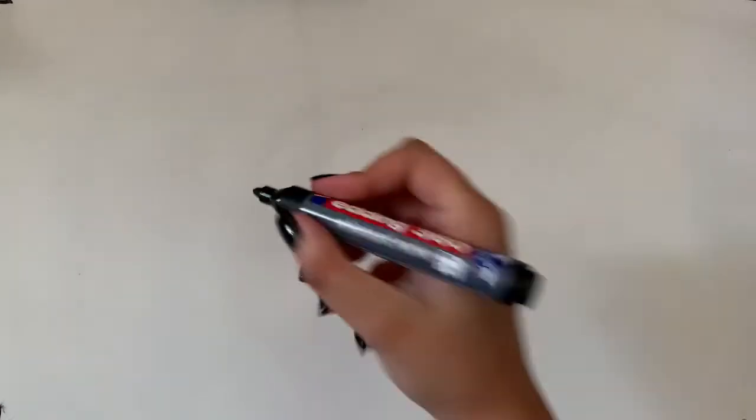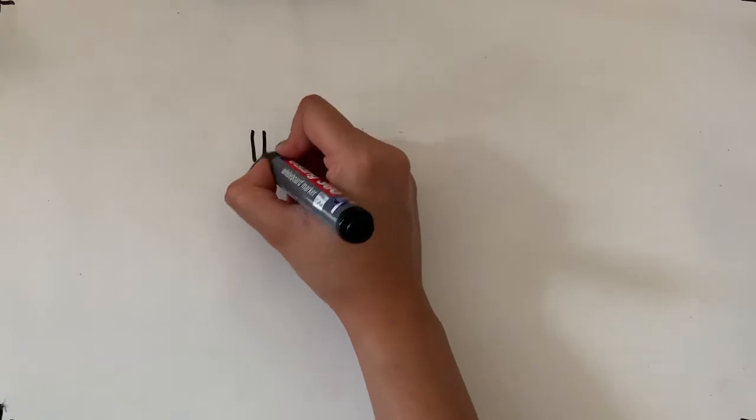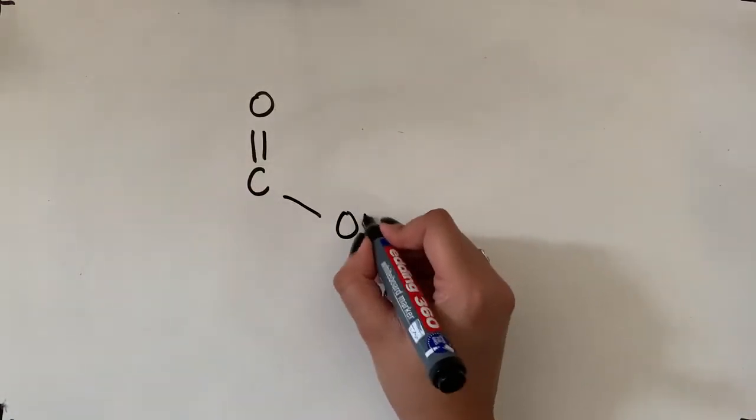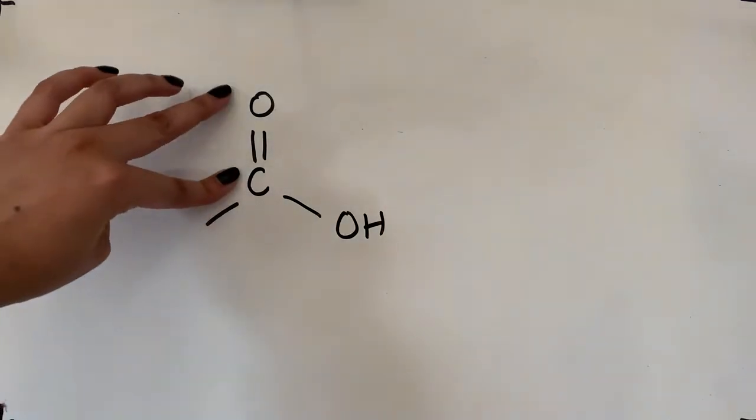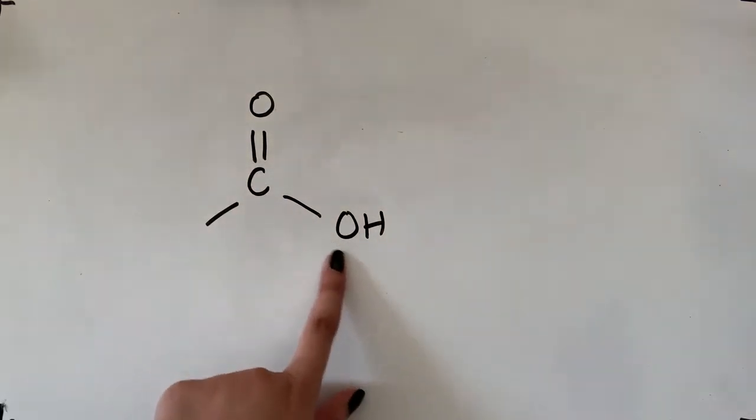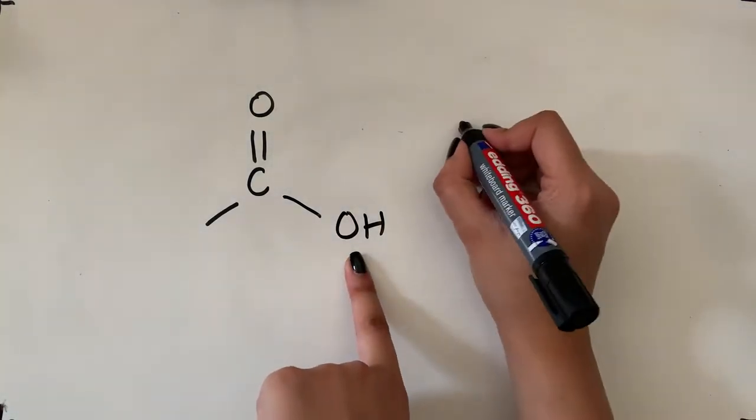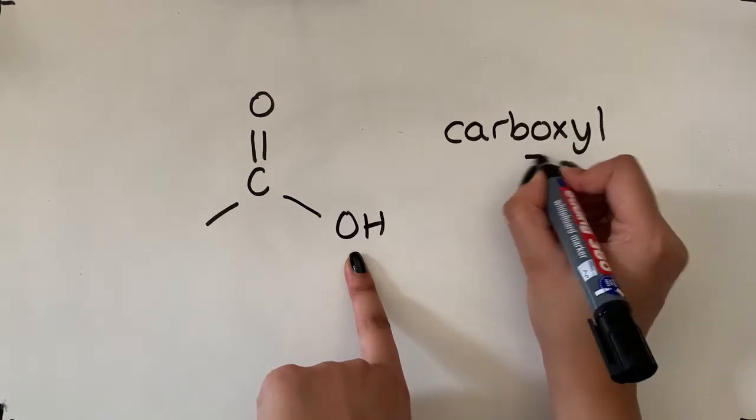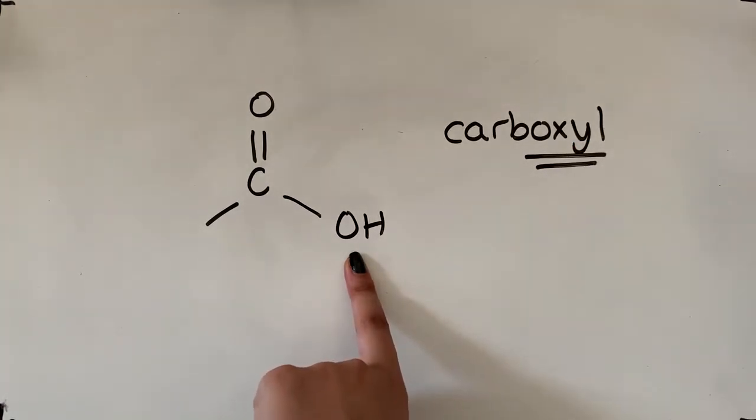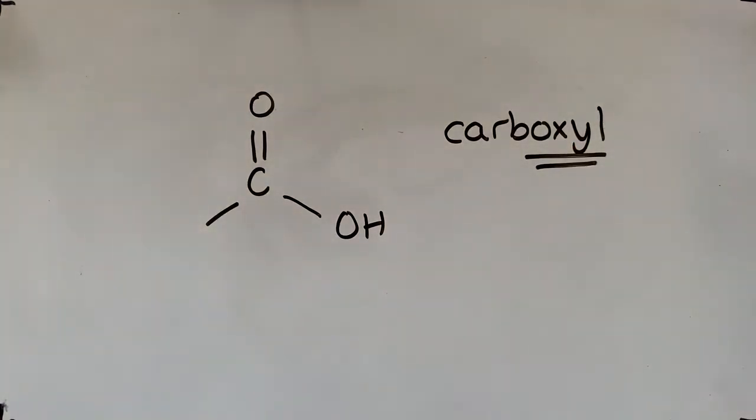That functional group looks like this, like so. Okay, this functional group here, we've got a carbon double bonded to an oxygen, and that same carbon is bonded to an OH. This is called a carboxyl group. Okay, emphasis on that ending part, so it's carboxyl. It sounds very similar to carbonyl, so make sure when you're spelling that you are spelling those correctly.